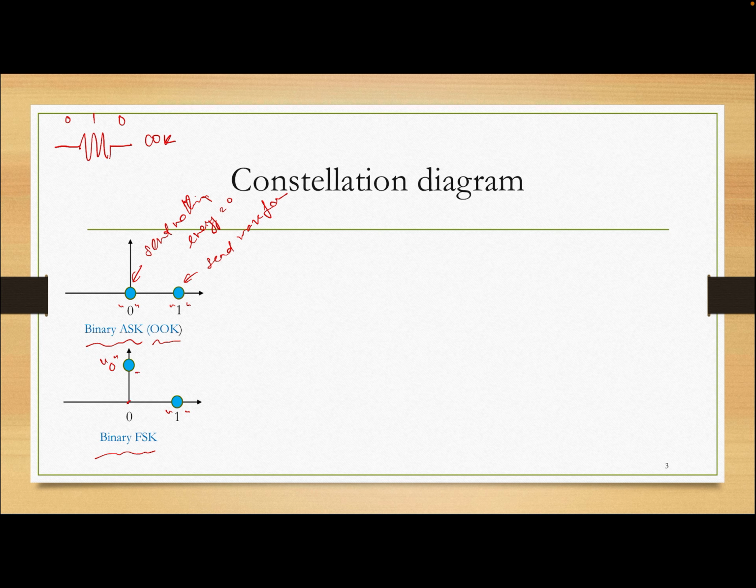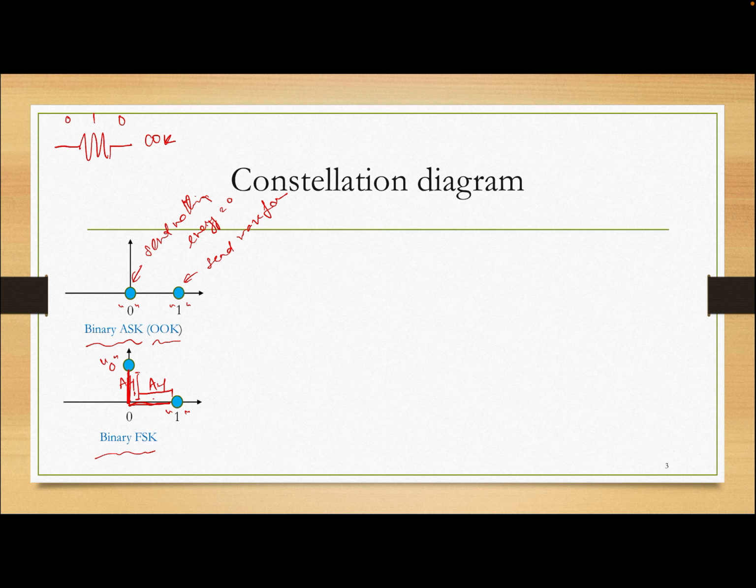Now, another case is binary FSK. Actually, bit 0 is here and bit 1 is here. The 0 here is like the origin. In this case, you have the same amplitude here, and same amplitude here, for the x-axis and the y-axis. But you have different phase.